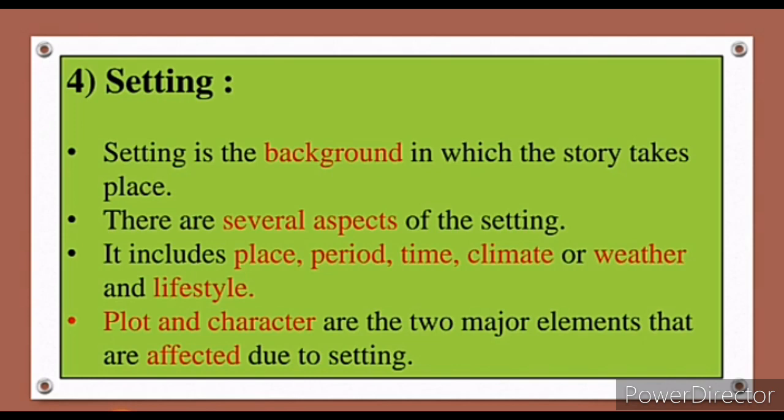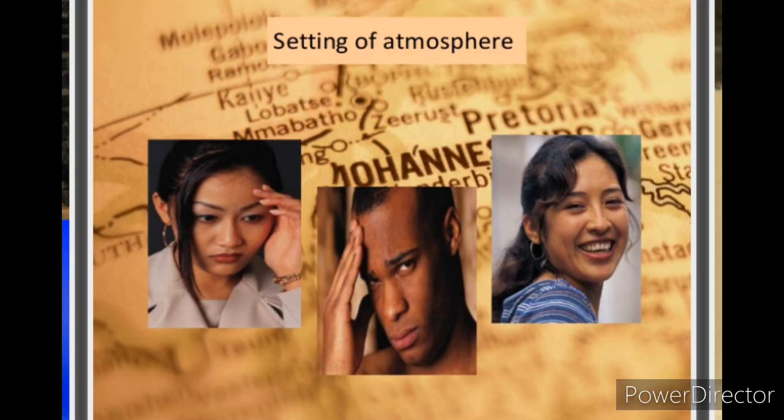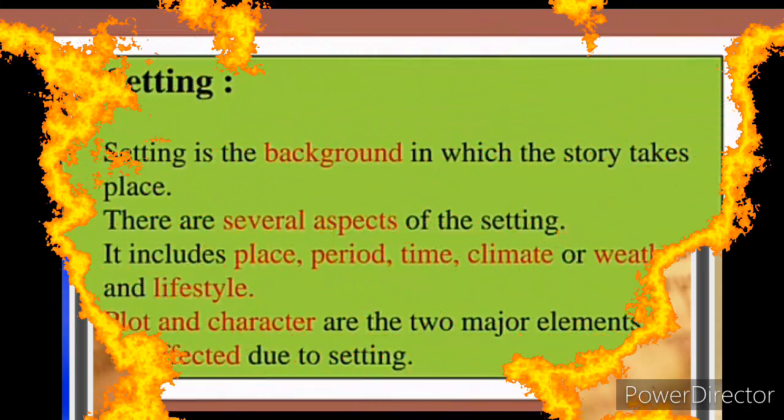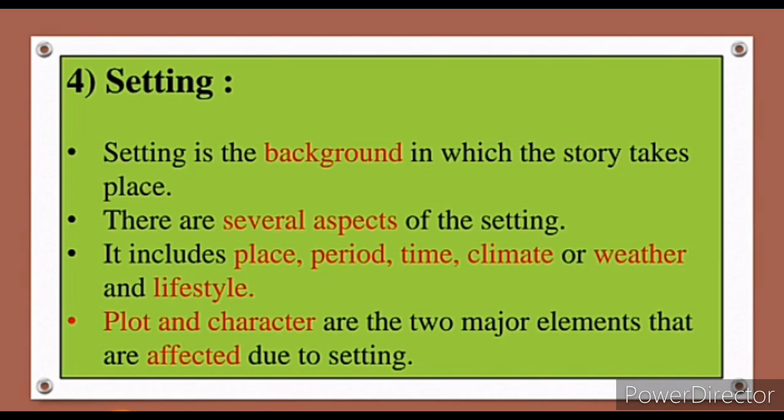Students must remember that because of the setting, plot and character are the two major elements that are affected. Affected means they are actually faced or influenced by the setting. If setting is not there, plot and character would not be so strongly present. Plot means the main event and action, and the main event and action are based on the setting. So how it happens, we readers can imagine the story and the scenes when these things happen.